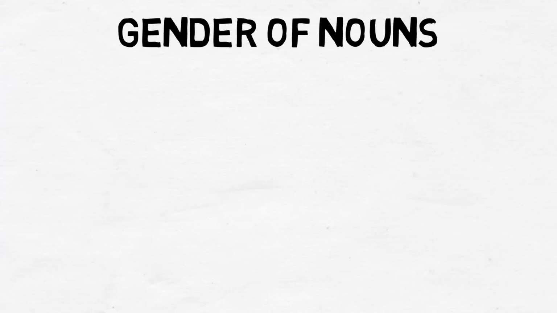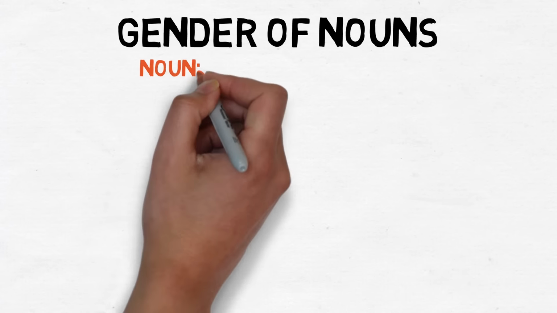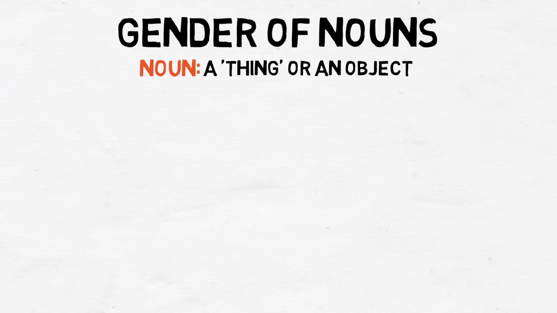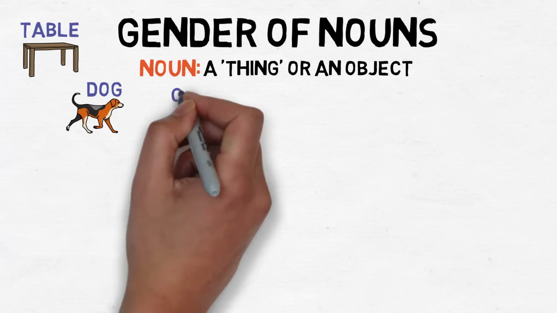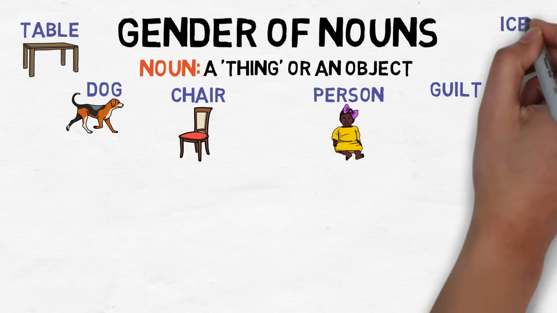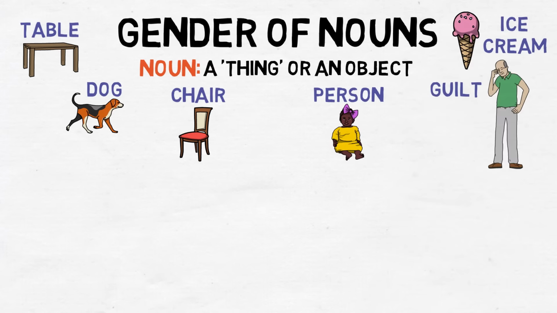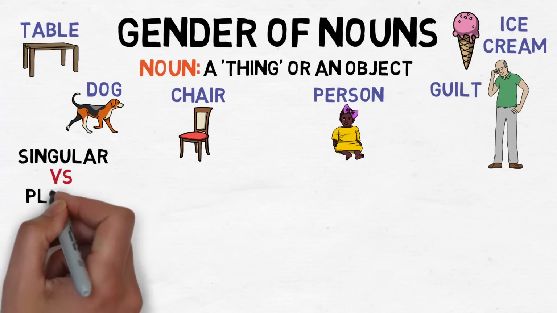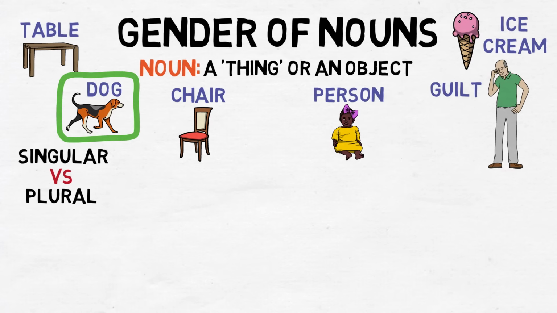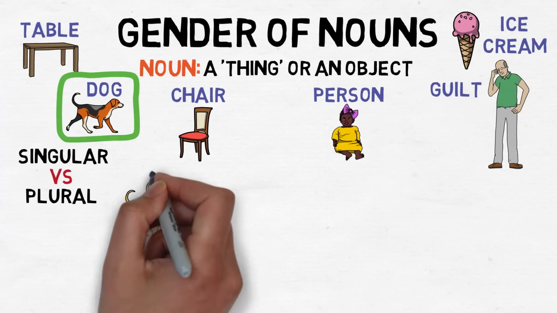In this lesson, we will be discussing the genders of nouns in German. It's assumed, therefore, that you are aware of what a noun is and that it's a thing or an object, such as table, dog, chair, person, guilt, ice cream, etc. In German, every noun has a gender and a number. The number is either singular or plural. For example, dog is singular, as there's only one dog, and dogs is plural, as there are many.